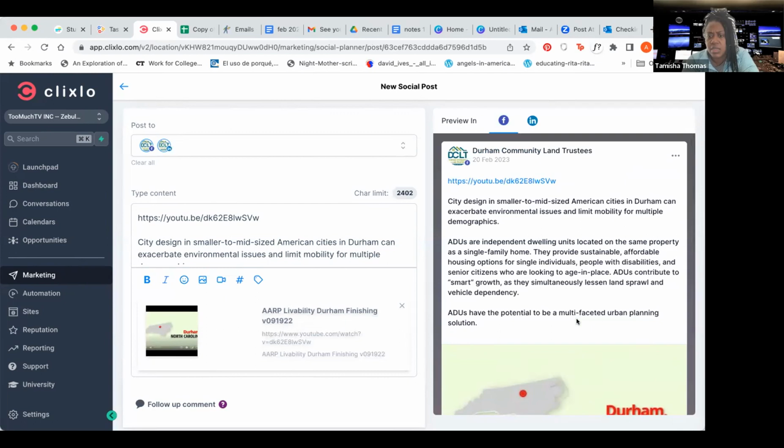City design in smaller to mid-sized places can exacerbate environmental issues and limit mobility for multiple demographics. ADUs are independent dwelling units located on the same property as a single family home. They provide sustainable, affordable housing options for single individuals, people with disabilities, and senior citizens who are looking to age in place. ADUs contribute to smart growth as they lessen sprawl and uphold independence. ADUs have the potential to be a multifaceted urban planning solution. Okay, so that's good.